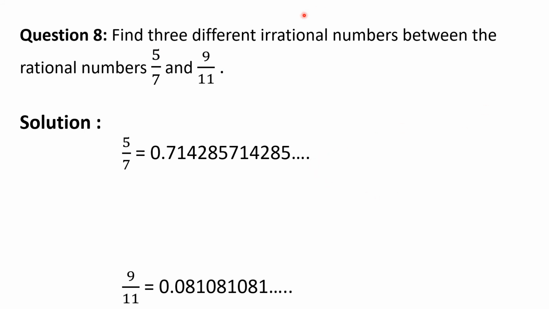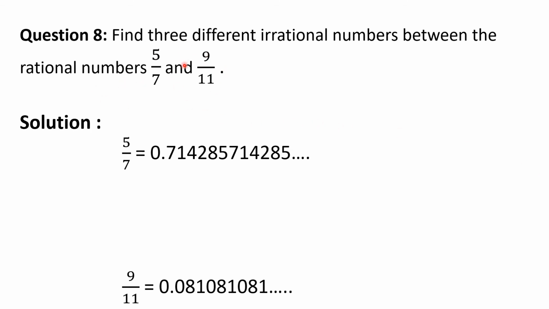Question number 8. Let's read the question. Find 3 different irrational numbers between the rational numbers 5 by 7 and 9 by 11. So we have to find 3 different irrational numbers between the rational numbers this and this.